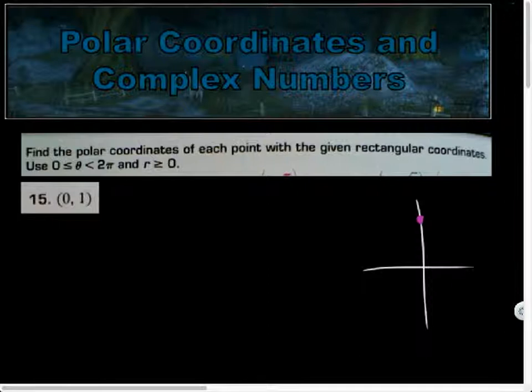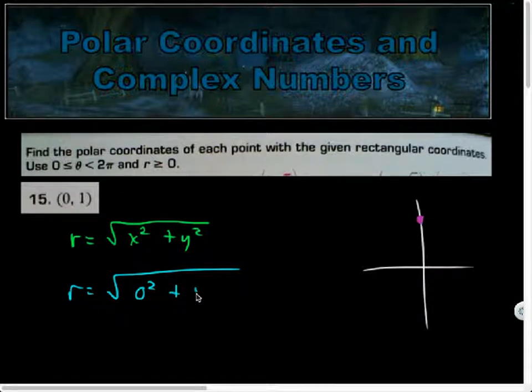So now let's see. That's actually weird. They started kind of almost backwards. So if I want to find r, you might recall that the r formula is equal to the square root of x squared plus y squared. So that was one of the new tricks we learned. So r is going to equal the square root of 0 squared plus 1 squared, which is the square root of 1 squared, which is 1 for the value of r.